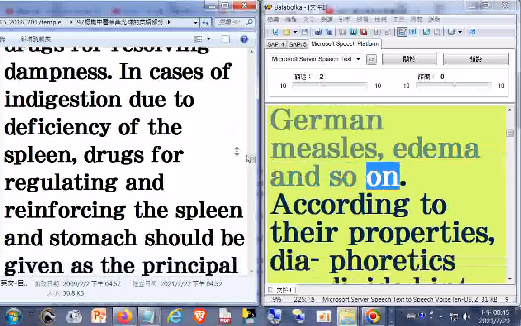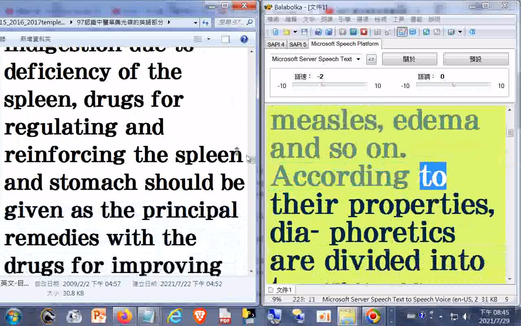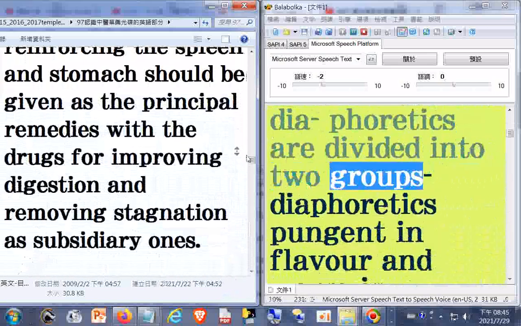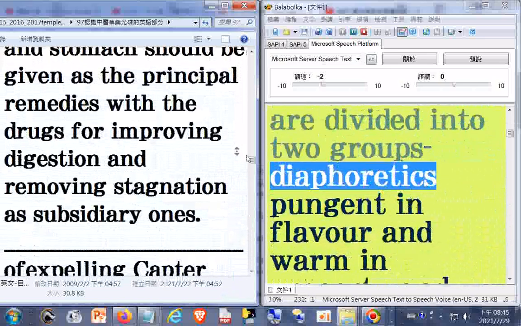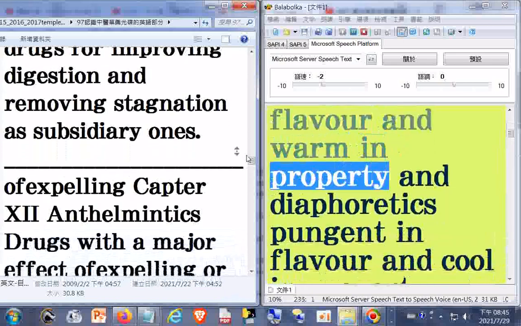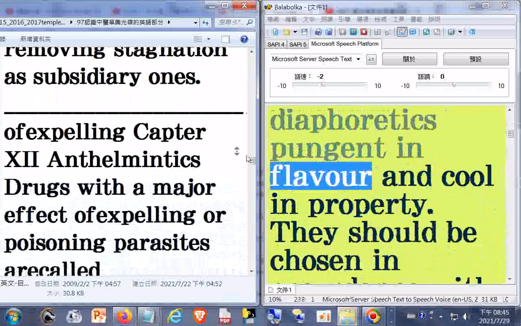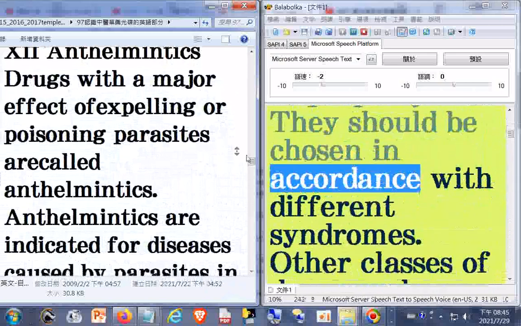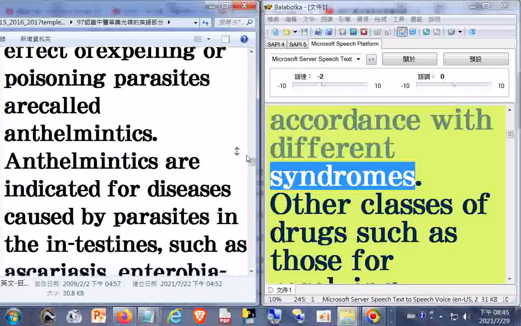edema, and so on. According to their properties, diaphoretics are divided into two groups: diaphoretics pungent in flavor and warm in property, and diaphoretics pungent in flavor and cool in property. They should be chosen in accordance with different syndromes.